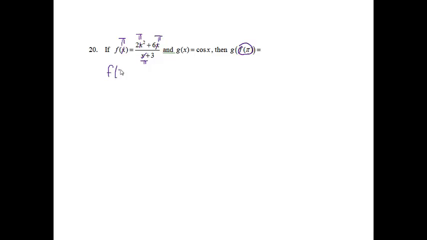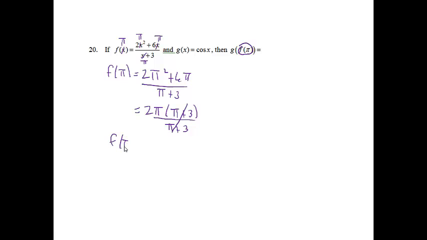So I will get that f of pi is equal to 2 pi squared plus 6 pi all over pi plus 3. And I do notice that looks pretty messy, so what I'm going to do is just clean it up a little bit. Up top, I can factor out a 2 and a pi. And when I do that, I'll have a pi plus 3 left. And down on the bottom, I also have pi plus 3. Then I notice that I can cancel the pi plus 3's out. So I have found that f of pi is equal to 2 pi.